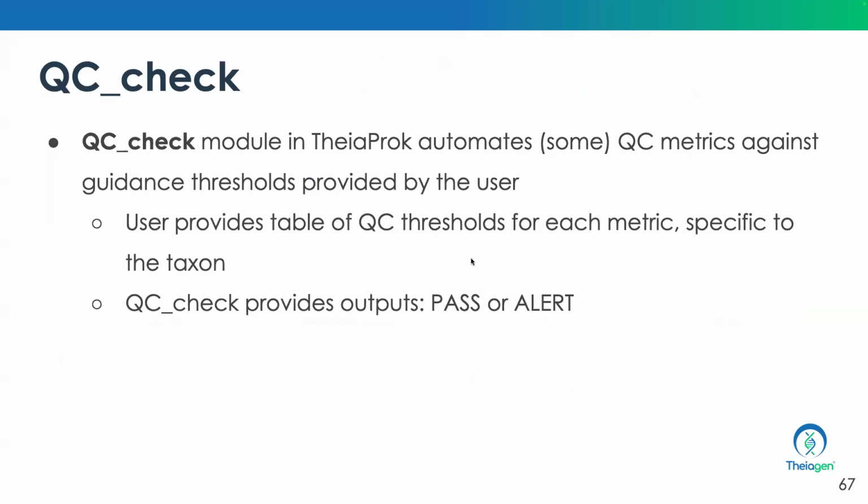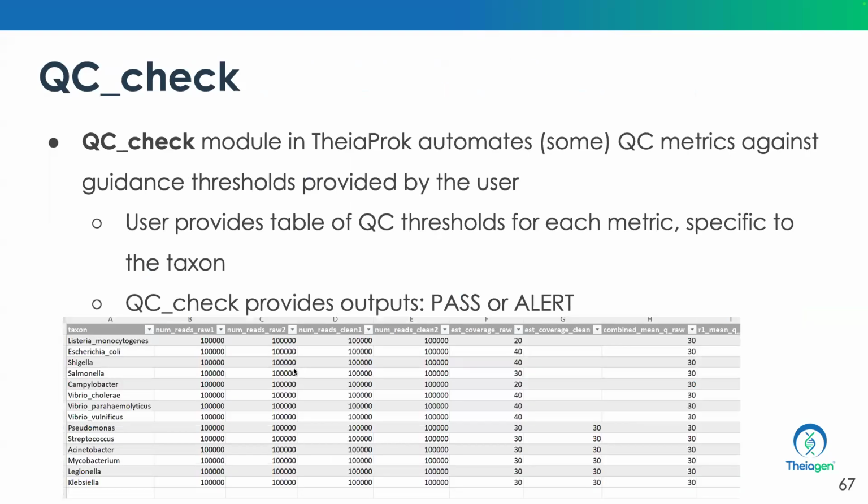So typically what you give the QC check module is a table that looks like this. So you have the taxon, and then you have these different quality thresholds, like the minimum number of reads that you want for the raw as well as the clean, the minimum coverage that you want your reads to have for that genome, etc., etc.